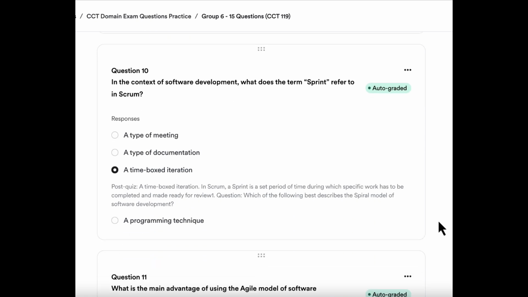Question 10, in the context of software development, what does sprint refer to in Scrum? A, a type of meeting. B, a type of documentation. C, a time-boxed iteration. Or D, a programming technique. And the answer is C, a time-boxed iteration. A time-boxed iteration is a period of time during which specific work has to be completed and made ready for review. And so, again, that's one of the key factors around it.